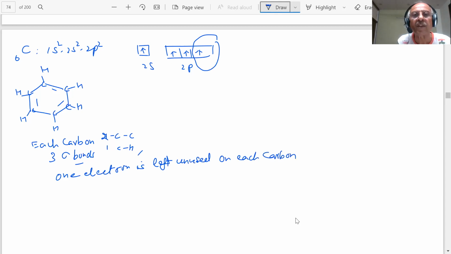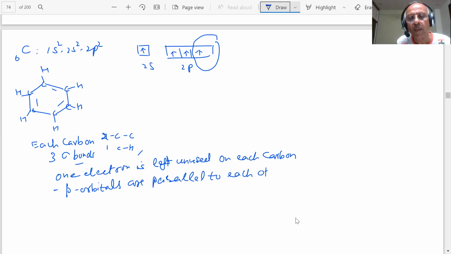And these electrons, these are the p orbitals. These p orbitals, students, are parallel to each other. Are parallel to each other, students. And what will happen? Then these electrons are delocalized. We are saying the benzene alternating double bond structure is known as Kekulé. So more systematic than this, we are saying that they get delocalized.